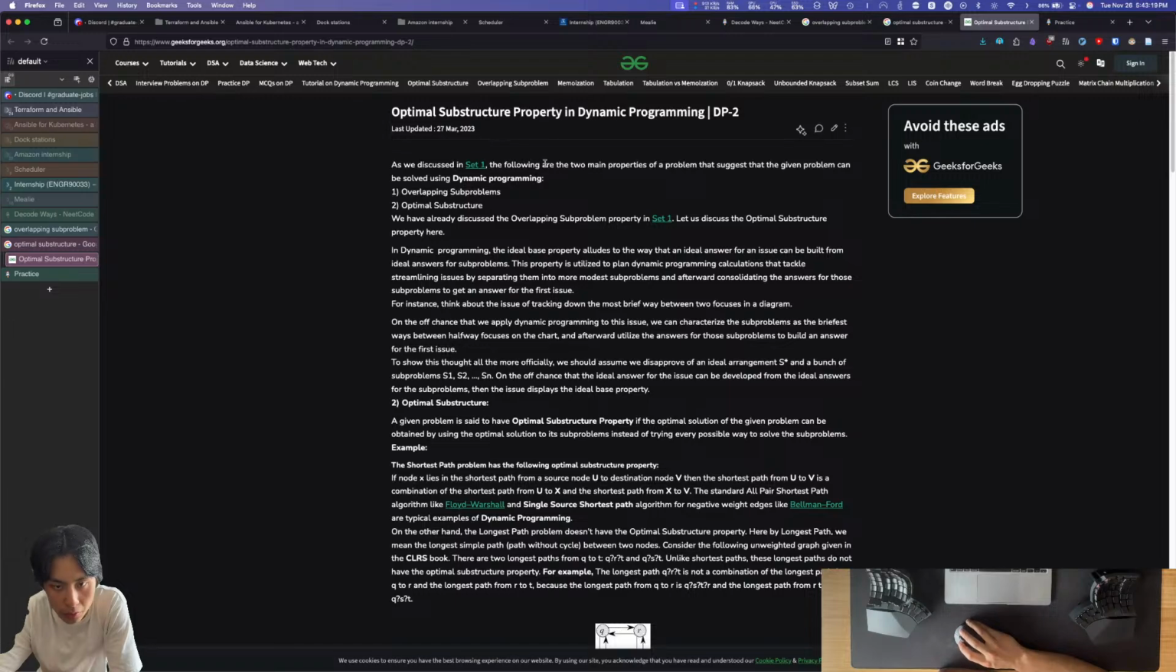As we discussed in set 1, the following are the two main properties of a problem that suggest that the given problem can be solved using dynamic programming: overlapping subproblems and optimal substructure. We've already discussed the overlapping subproblem property. Let us discuss the optimal substructure property. I think I know what that means. And overlapping subproblems, if that's just subproblems in general, I feel like I can understand what that means as well.